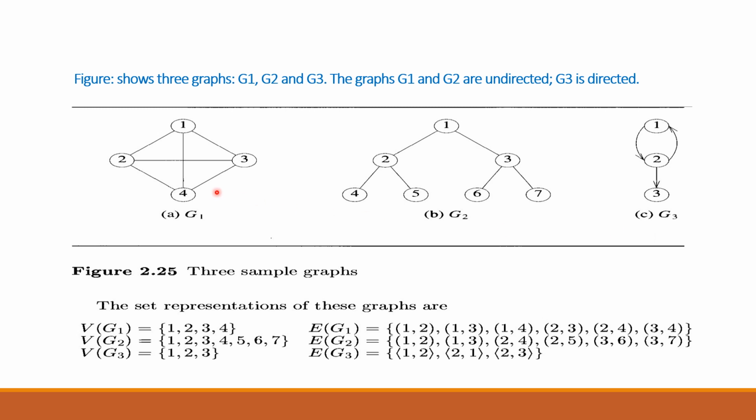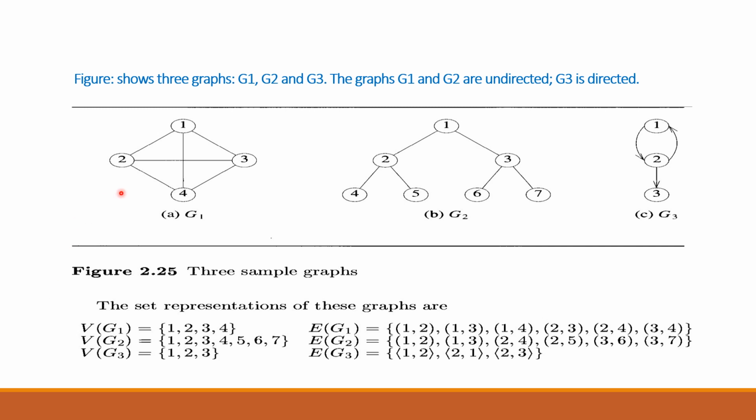So in the graph representation, look, G1 is an undirected graph, there are no arrow marks here. Similarly in G2 there are no arrow marks. But in G3 we have represented arrow marks, so that is called a directed graph. Below this we have also given explanations: the set representation of these graphs, which are the vertices and which are the edges.